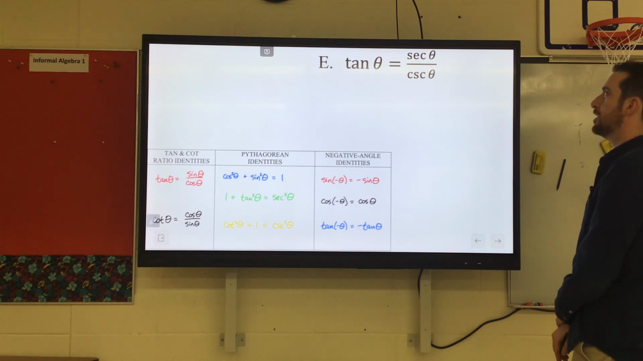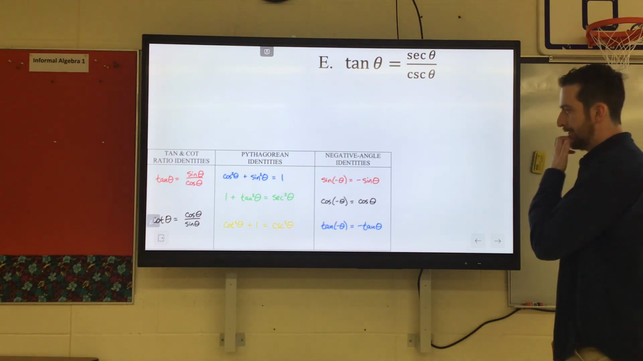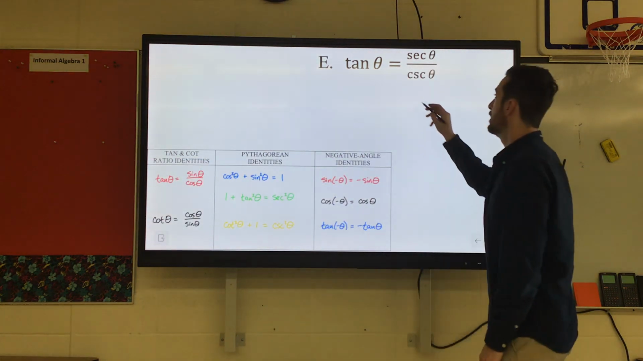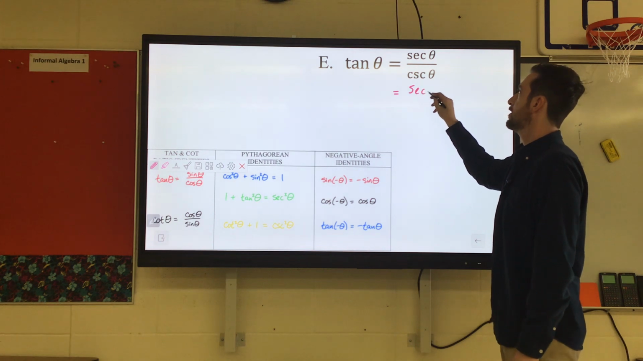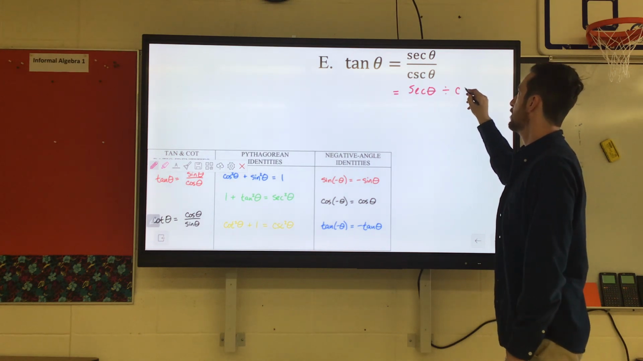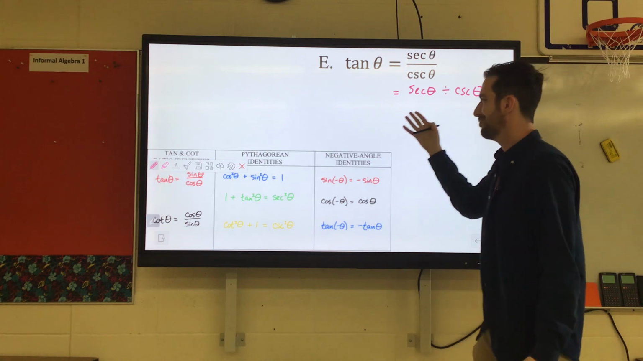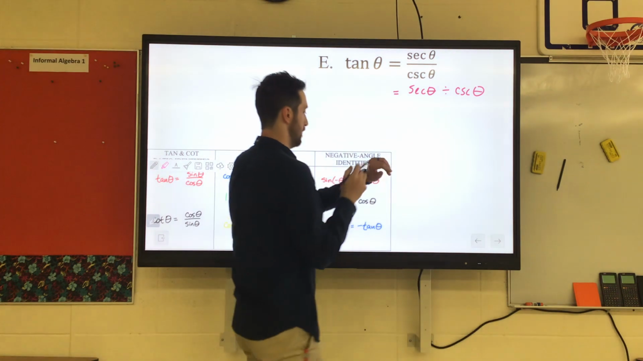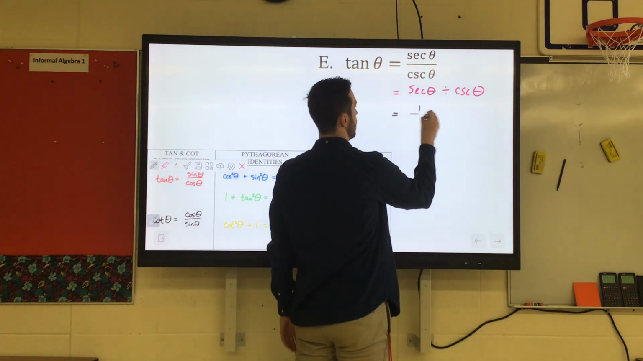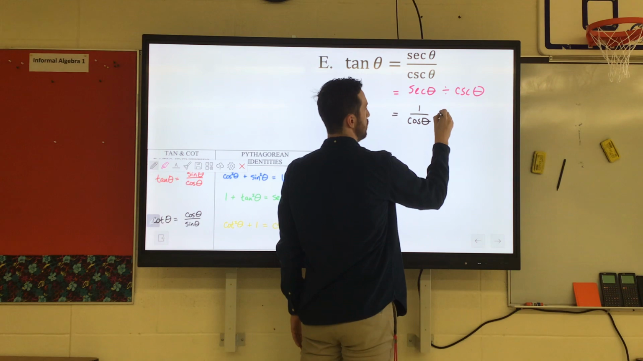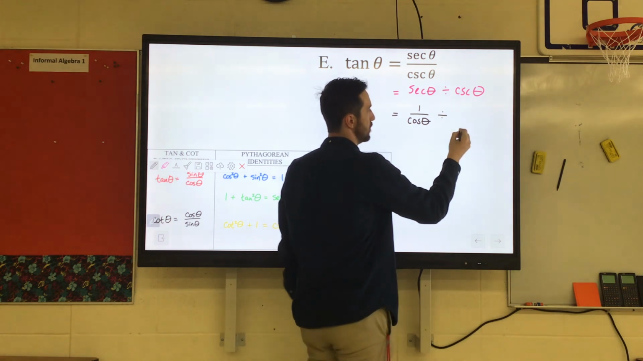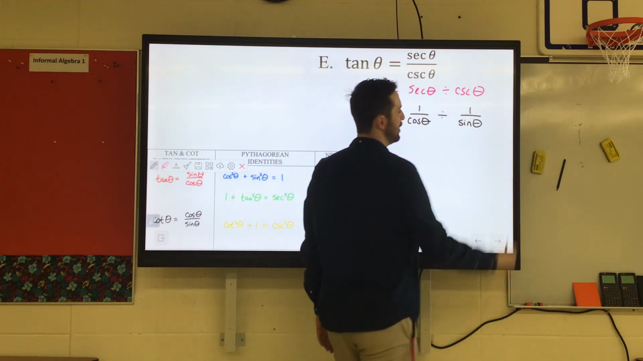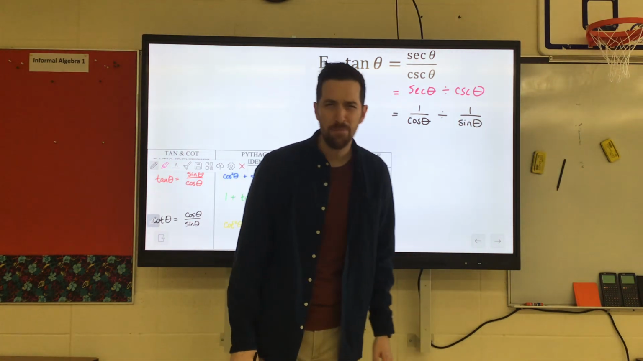Tan of theta equals secant divided by cosecant. It's probably going to be easier if we kind of write those separate, like next to each other. Secant divided by cosecant. Now, what do you know about secant? Well, I know it's the reciprocal of cosine. So we could say 1 over cosine. What do you know about cosecant? I know that's the reciprocal of sine. So we have 1 over cosine divided by 1 over sine.